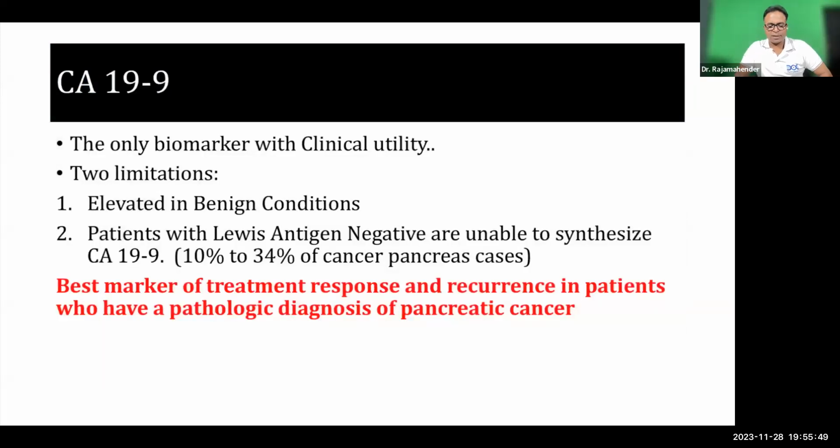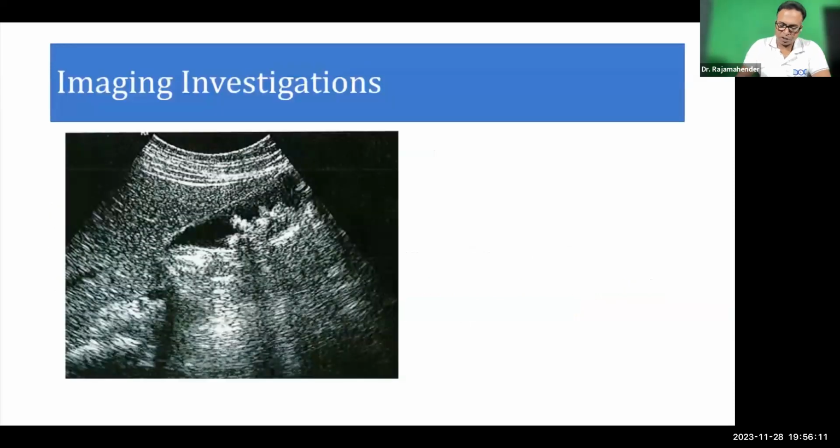The biomarker is CA19-9, but the disadvantage of CA19-9 is that it is elevated even in benign cases sometimes, but not so high. Patients with Lewis antigen negative are unable to synthesize CA19-9. Therefore, CA19-9 is the best tumor marker for follow-up, not for diagnosis. Okay. So this is a picture showing you what finding? What is this finding shown here?